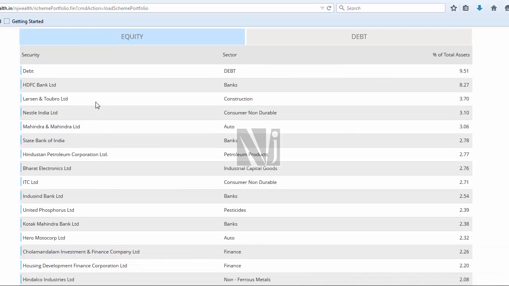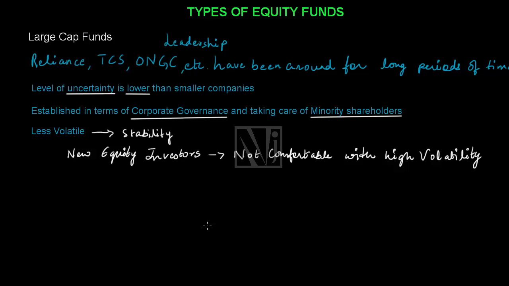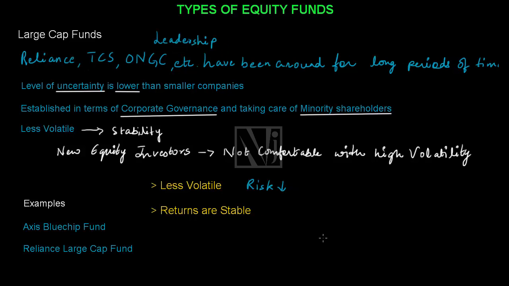If you have a closer look at the portfolio, these are all big names. HDFC Bank, L&T, Nestle, Mahindra & Mahindra, Hindustan Petroleum, and so on. Hence, on the basis of the underlying stocks they pick, the large cap mutual funds can be characterized as less volatile, the risk is lower as compared with mid cap or small cap stocks, and the returns are stable. A few examples of large cap funds are Axis Blue Chip Fund and Reliance Large Cap Fund.